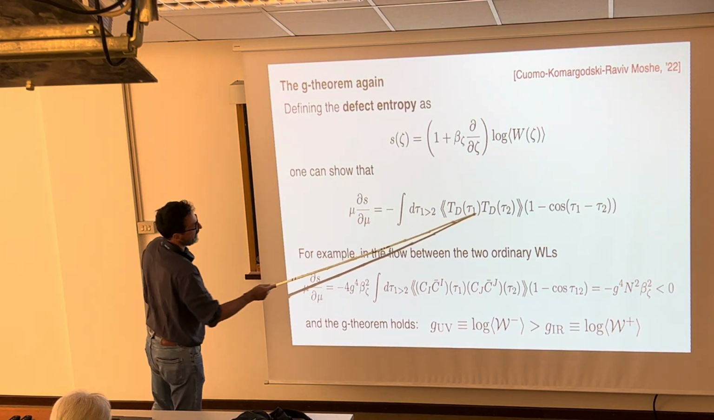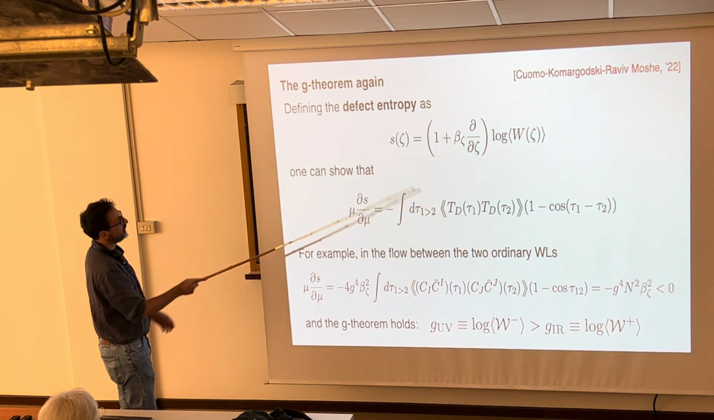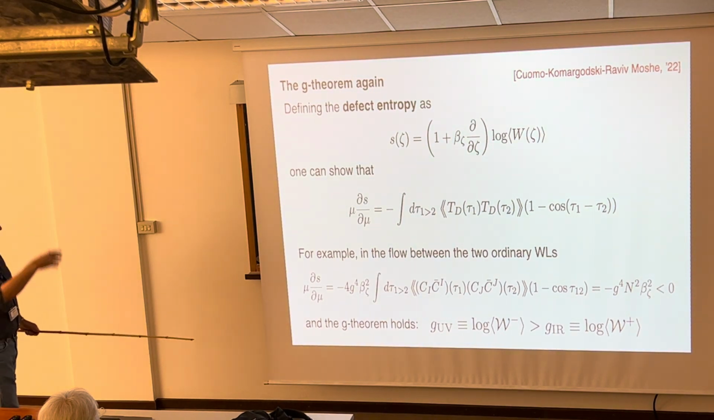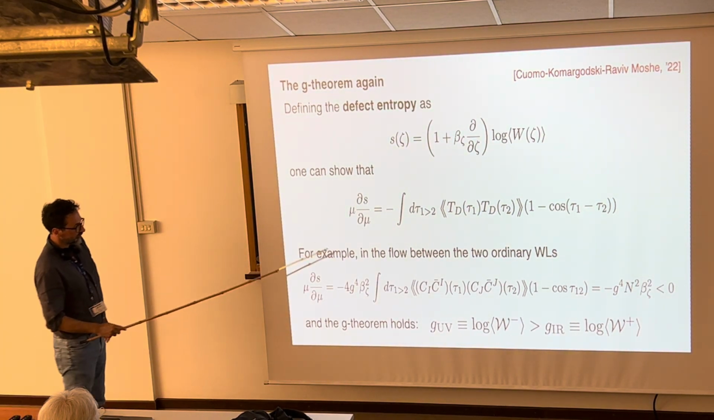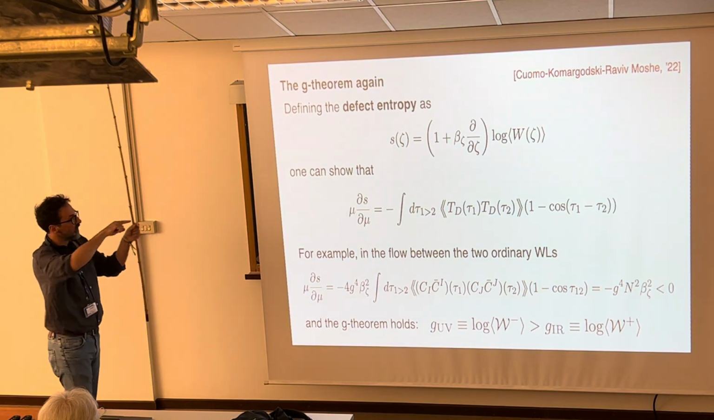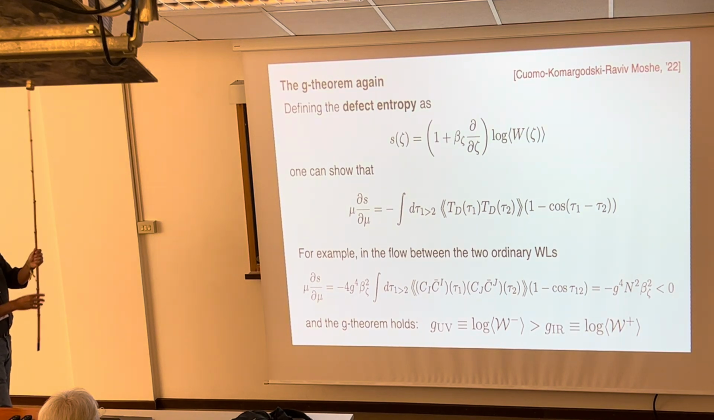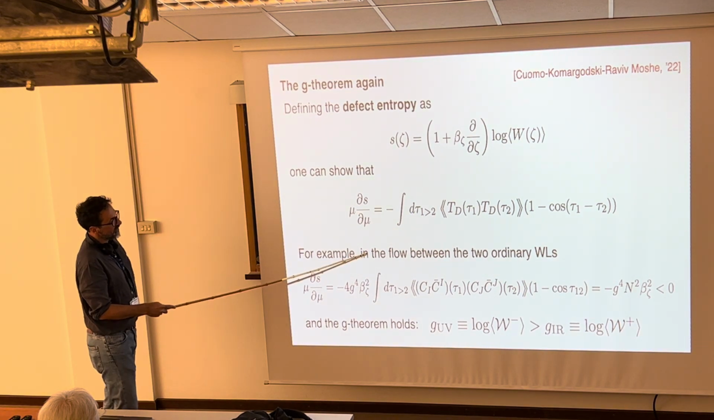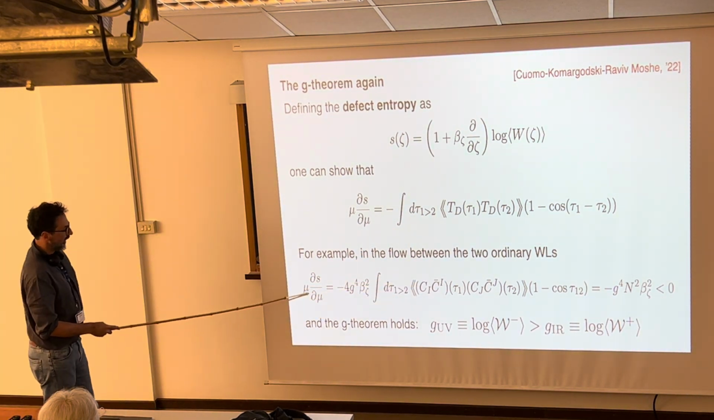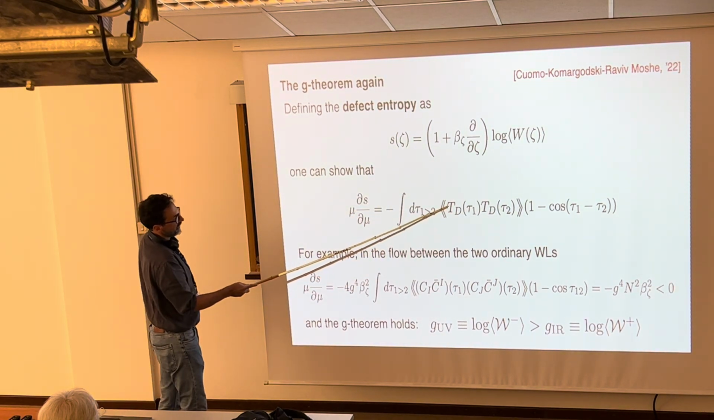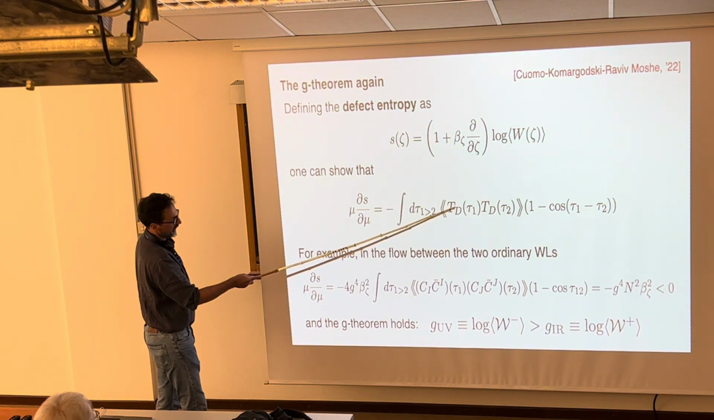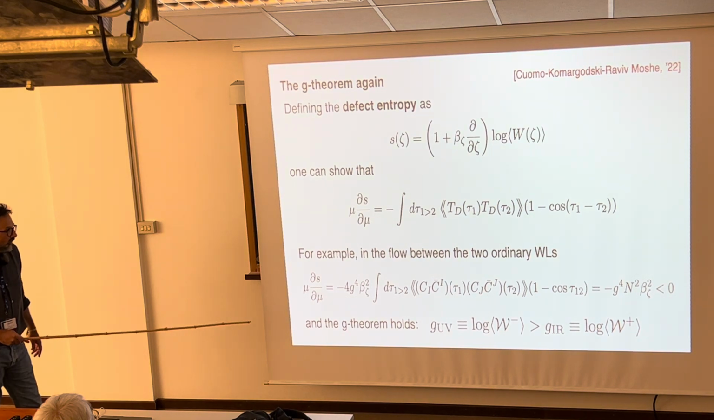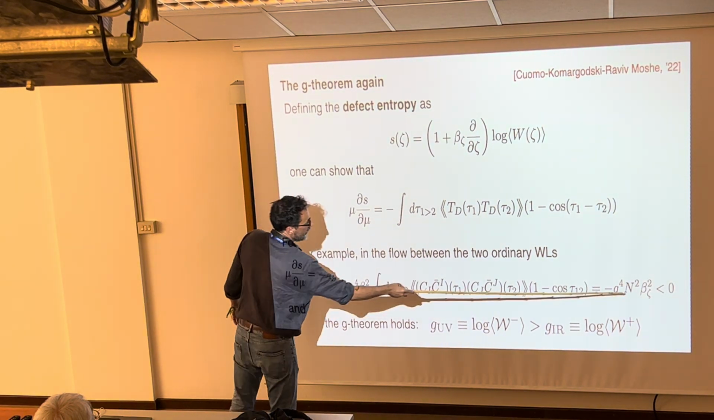this quantity is given by the 2-point function of the defect stress tensor on the contour. So, for example, think about the flow, this horizontal flow between W minus and W plus that I was showing in this schematic picture before. You can compute this quantity for the flow between these two ordinary Wilson loops, and now the defect stress tensor is just the C^i, C bar_i, the operator that you turn on to trigger the flow. You get this quantity, which is negative.